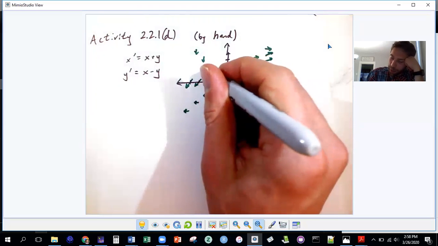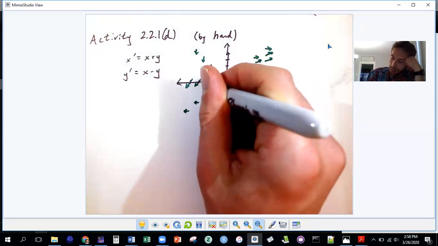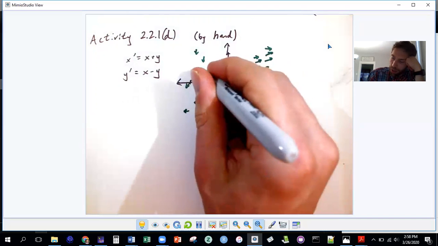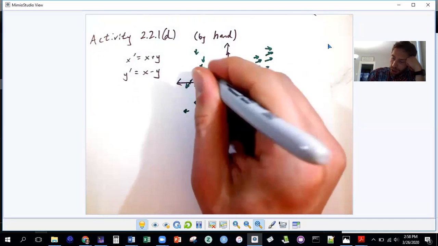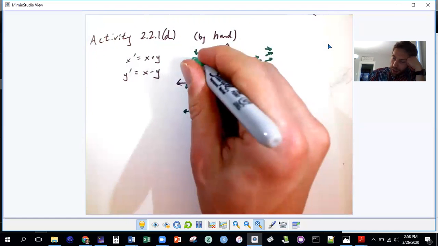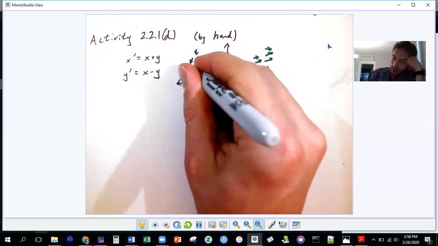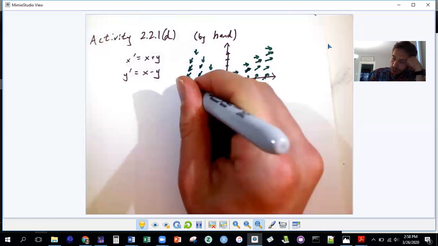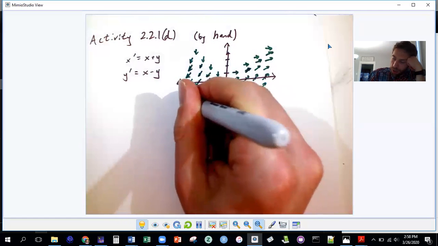So here we've got a steeper slope, shallower slope, steeper slope, steeper slope, shallower slope, shallower slope, and then steeper slope, steeper slope, steeper slope, shallower slope, shallower slope, shallower slope.